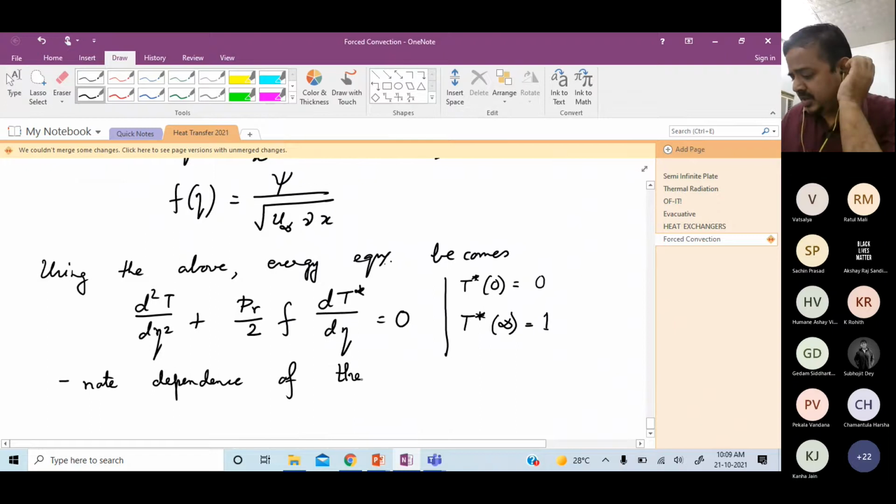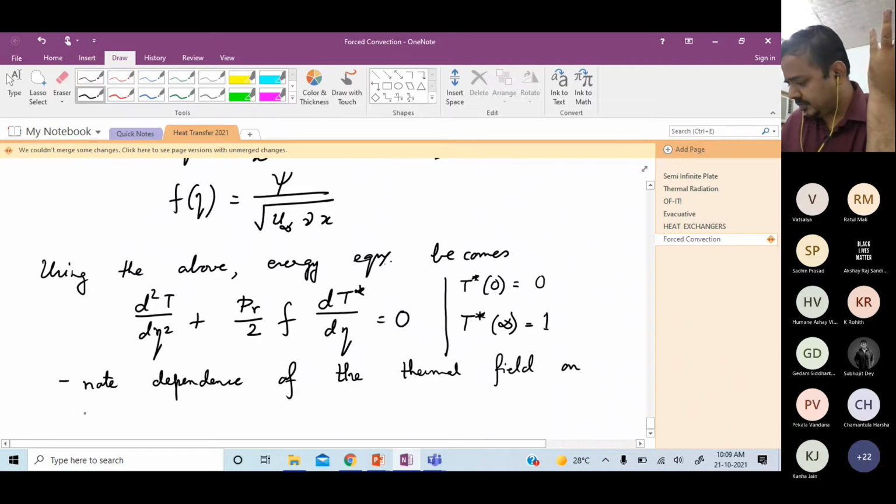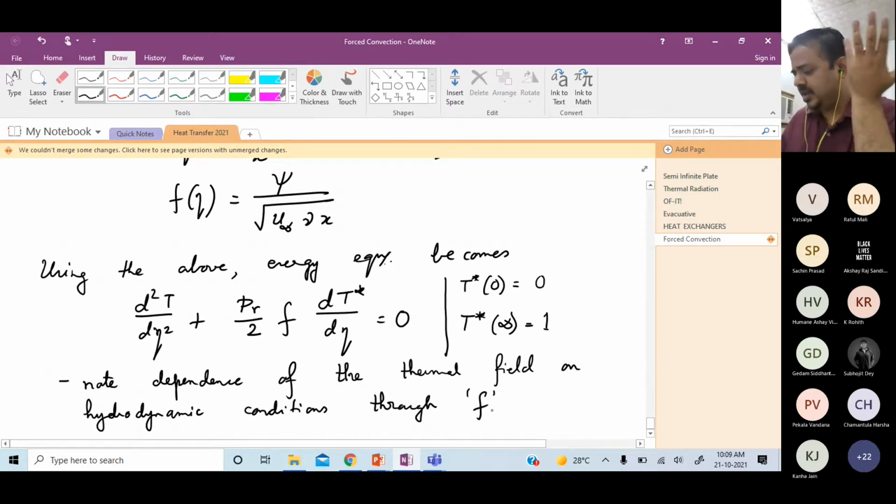So please note the dependence of the thermal solution, or of the thermal field, on hydrodynamic conditions through this term f.